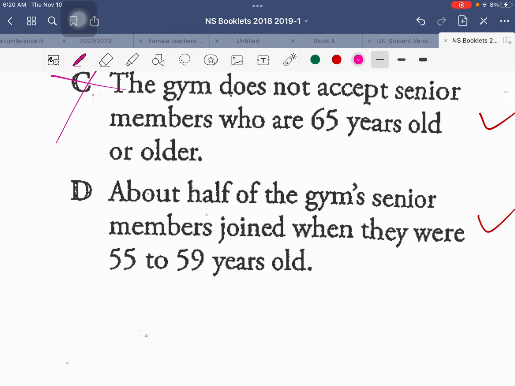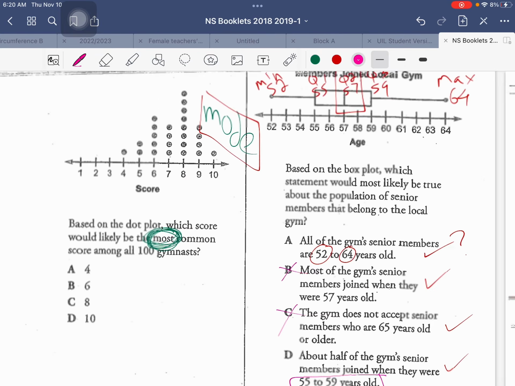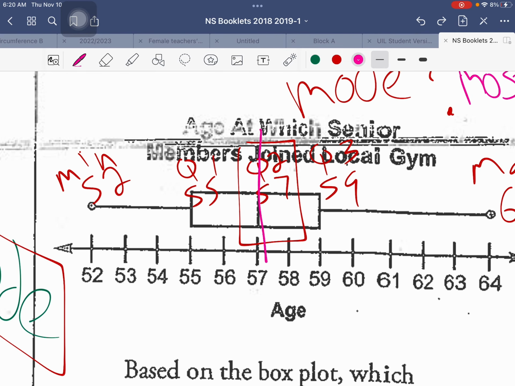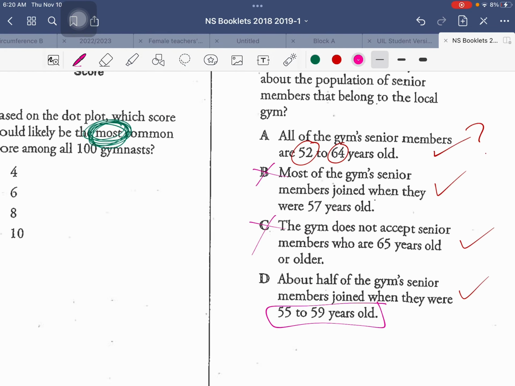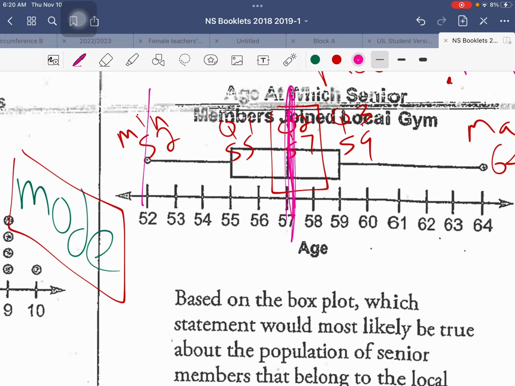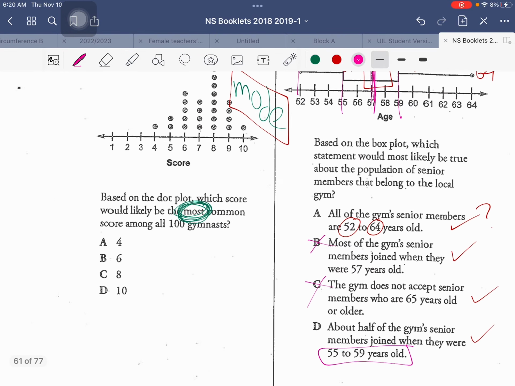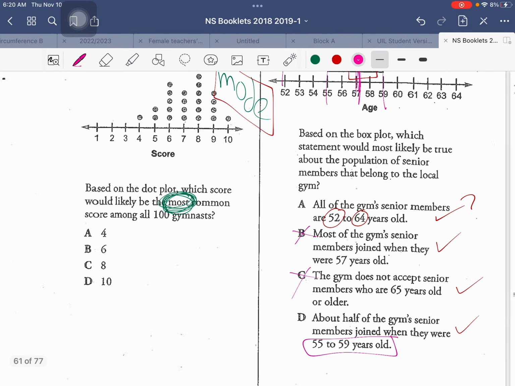About half of the gym's senior members would join when they were 55 to 59. Well, mira, everything from the minimum to the max represents 100. Median would be right here, right? So 52 to 57 would be 50%, not 55 to 59. 55 to 59 represents something else.